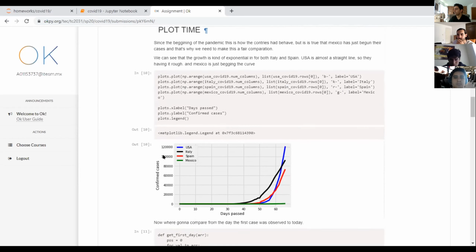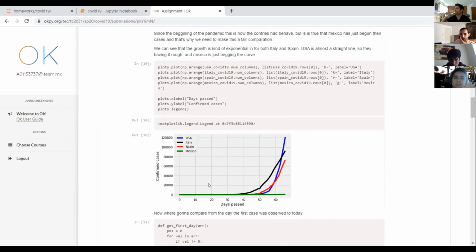Okay, so this first plot shows us how the number of contagious people has grown since the beginning of the record of the first table. So it has been almost 70 days from the first record. And as we can see, the first country infected, as we know, is Italy, then Spain, and after that, USA. And Mexico still is not comparable to those graphs because we are just beginning the infectious phase.